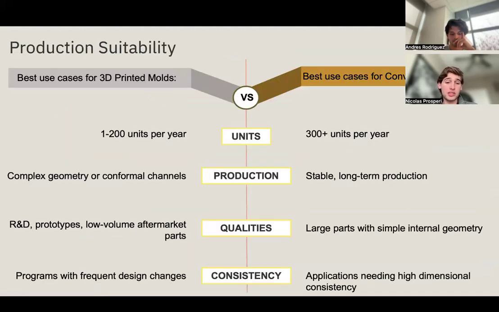So this slide summarizes the ideal use cases. 3D printed molds work best for 1 to 200 units per year when there is complex or conformal geometry, research and development, prototypes and aftermarket parts, and programs with frequent design changes. And conventional casting works best for 300 plus units per year, simple and stable geometry, long-term repeatable production, and tight dimensional consistency requirements.